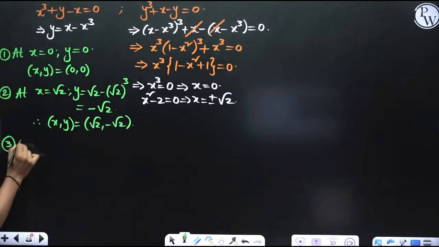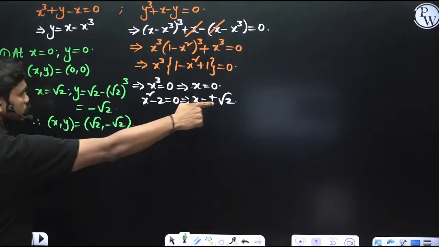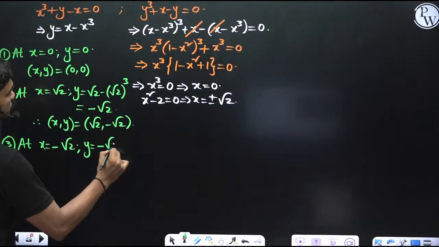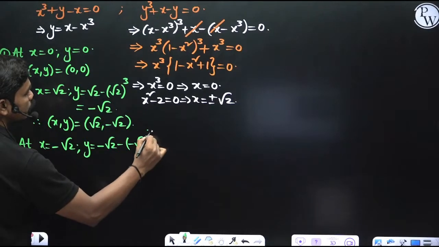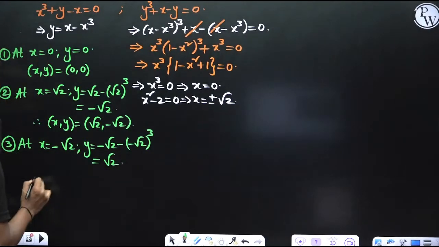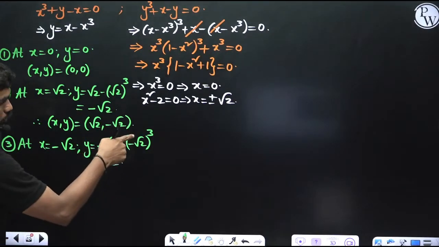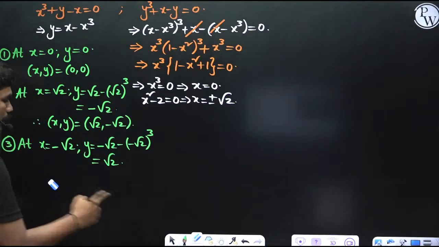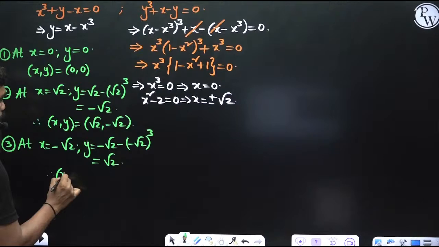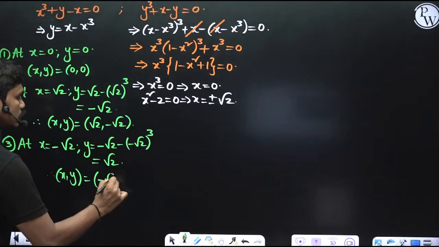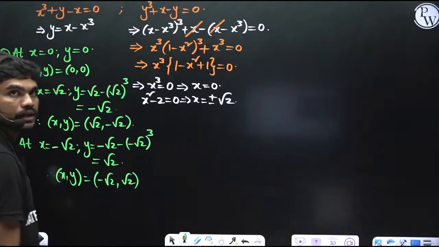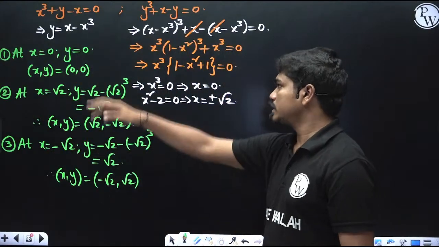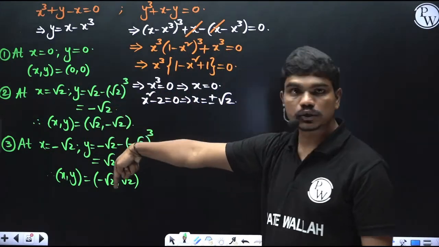Similarly, at x is equal to minus root 2, because that's one more possibility here. So at x equal to minus root 2, y is equal to minus root 2 minus (minus root 2) whole cube, which gives you plus root 2 actually. Okay, correct. This is 2 root 2. So therefore x comma y is equal to minus root 2 comma root 2 actually. Okay, so therefore we have three stationary points. What are the three stationary points? Origin, root 2 comma minus root 2, and minus root 2 comma plus root 2 actually.